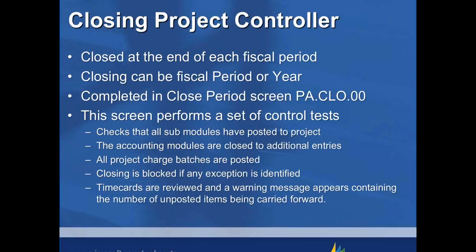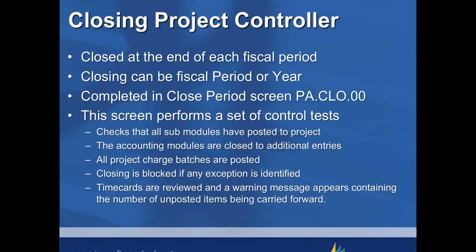You should be closing Project Controller at the end of each fiscal period. And then when you go to run the closing for the last period of the year, the 12th period, it will automatically switch to say you're closing the year. Important to do that because most projects are marked as balance forward, and that's what sets up the buckets for the following year. So make sure you get that year close done.